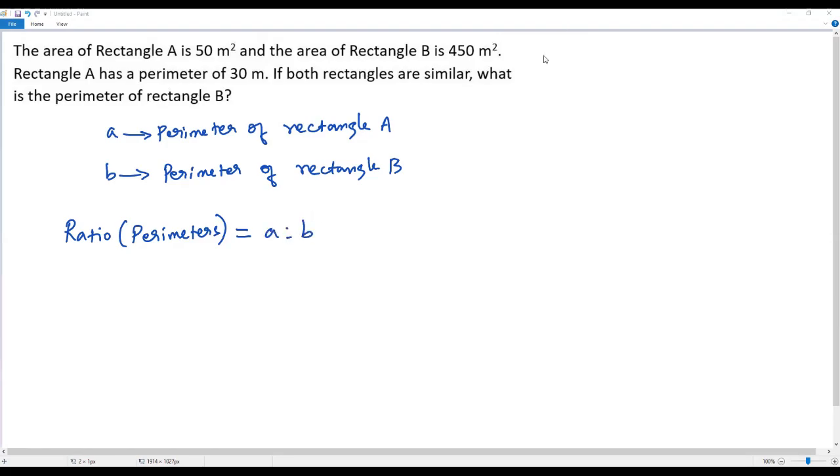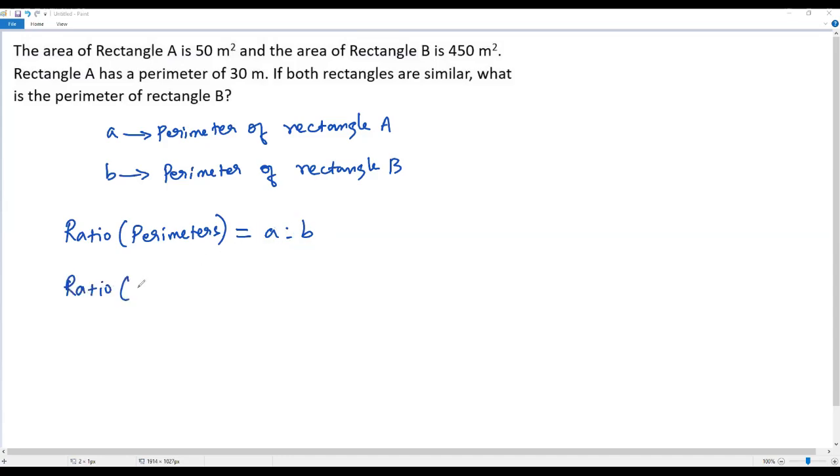The question says both the rectangles are similar. Actually, a rectangle is a 2D shape. So whenever two 2D shapes are similar and I have the ratio of their perimeters, then if I want to get the ratio of their areas, I have to square the terms in the ratio of the perimeters. So to get the ratio of the areas of rectangle A and rectangle B, I have to square the terms in the ratio of the perimeters.